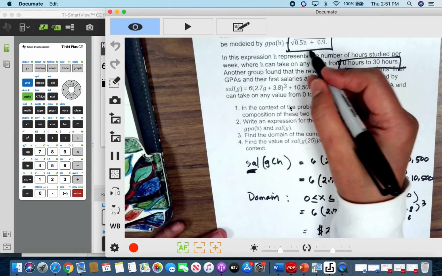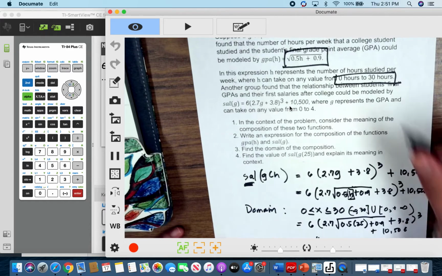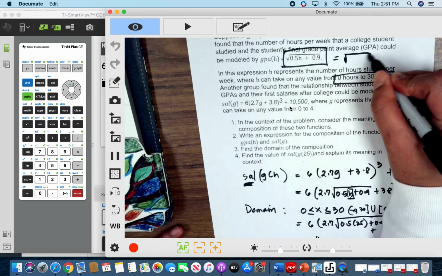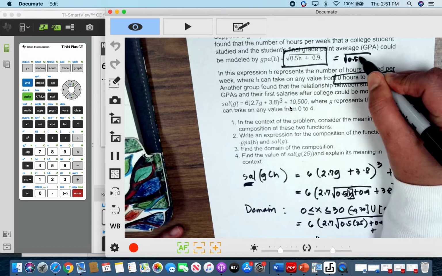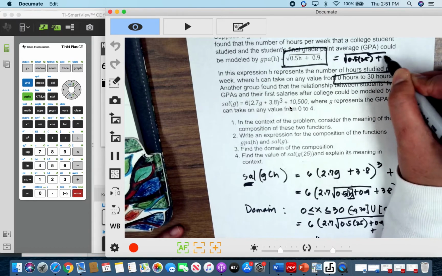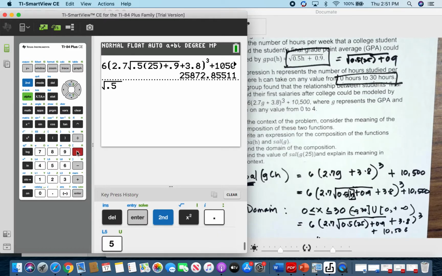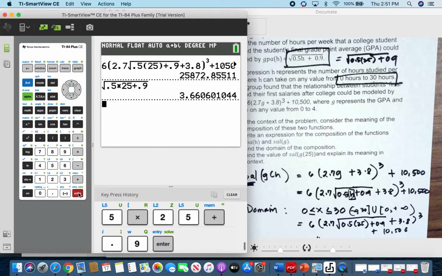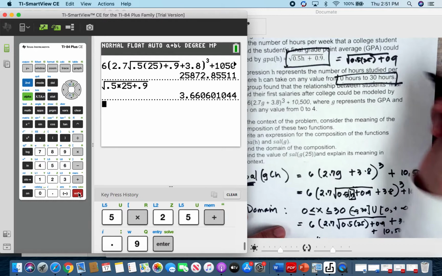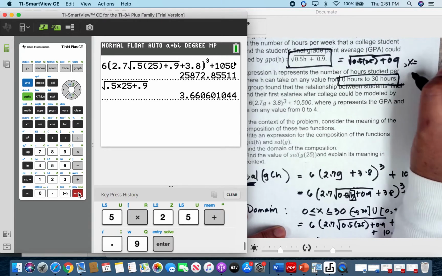Okay, now I told you you can also do it using the original equation. So our h is 25. So we can plug in 25 in here. So that's 0.5 times 25 plus 0.9. Let's do that, using our calculator. So second x squared, that's 0.5 times 25 plus 0.9. Okay, and that is your x. It's approximately equal to 3.661. So your x here is 3.661.